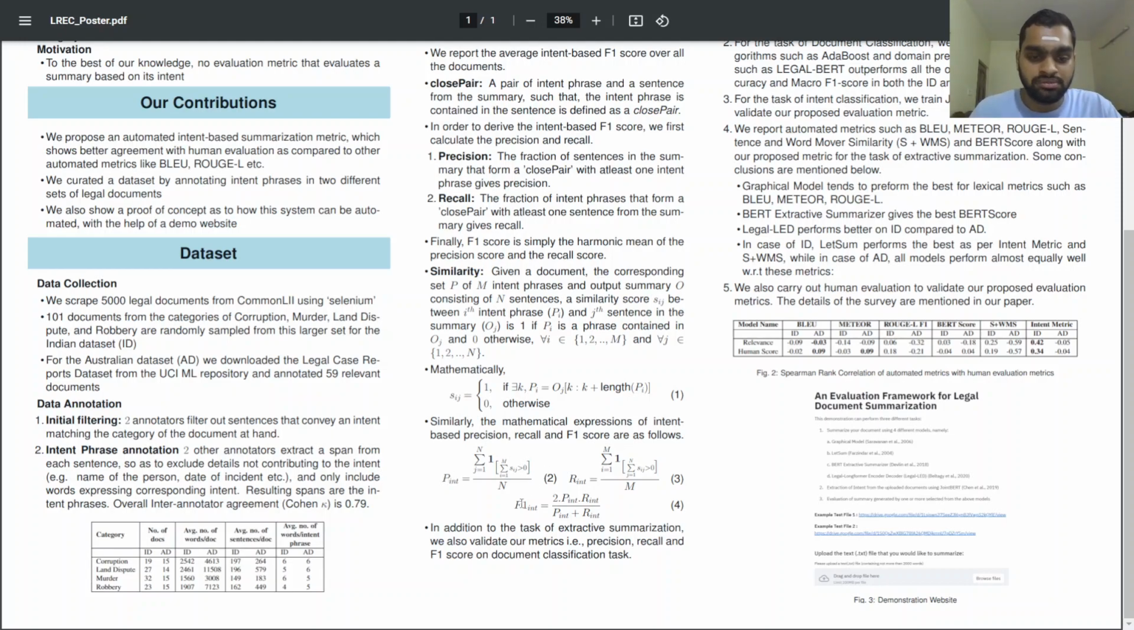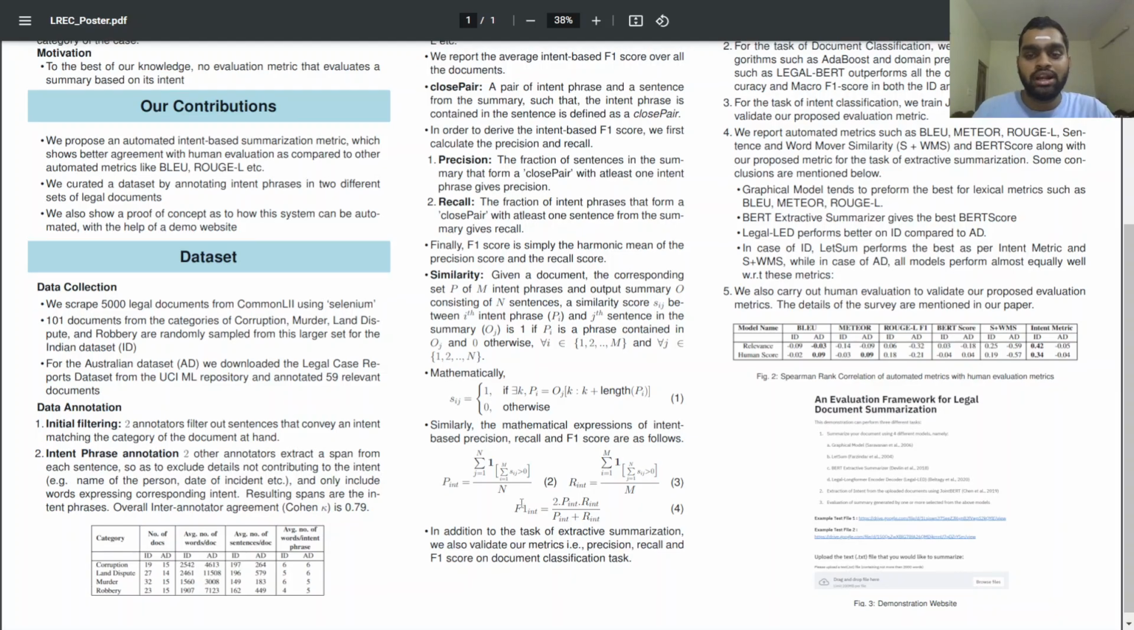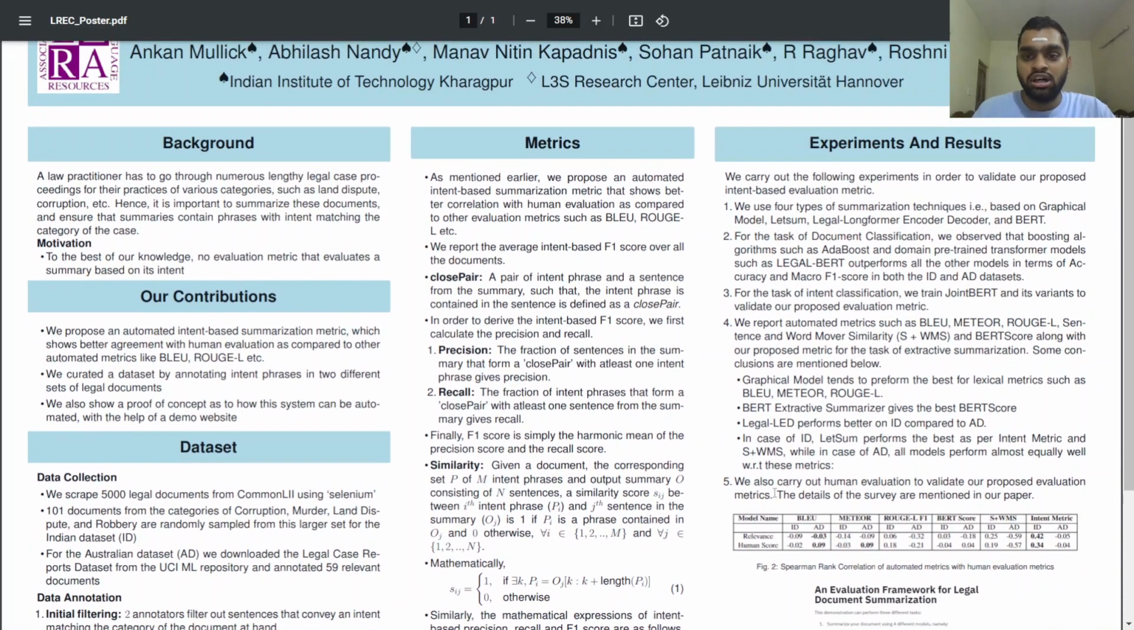In addition to the task of extractive summarization, we also validate our metrics, that is precision, recall, and F1 score, on document classification task as well. So now we will look at the experimentations which we did, which validate our proposed evaluation method.